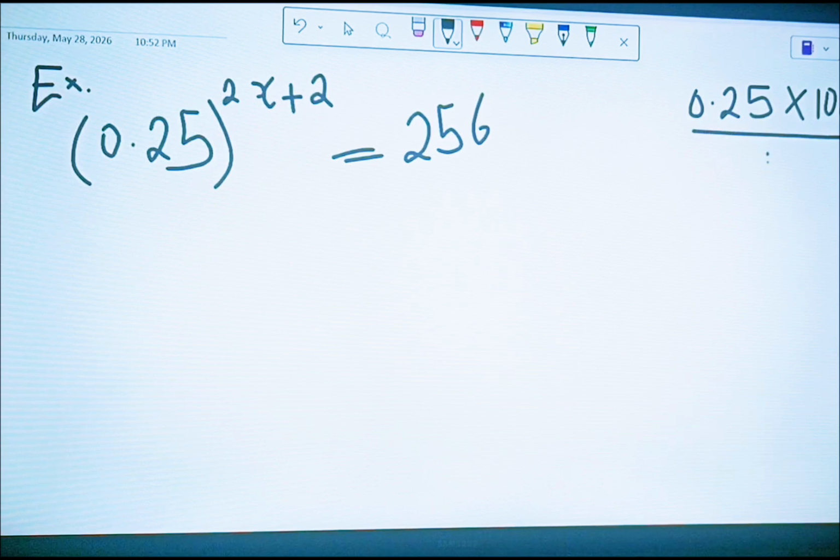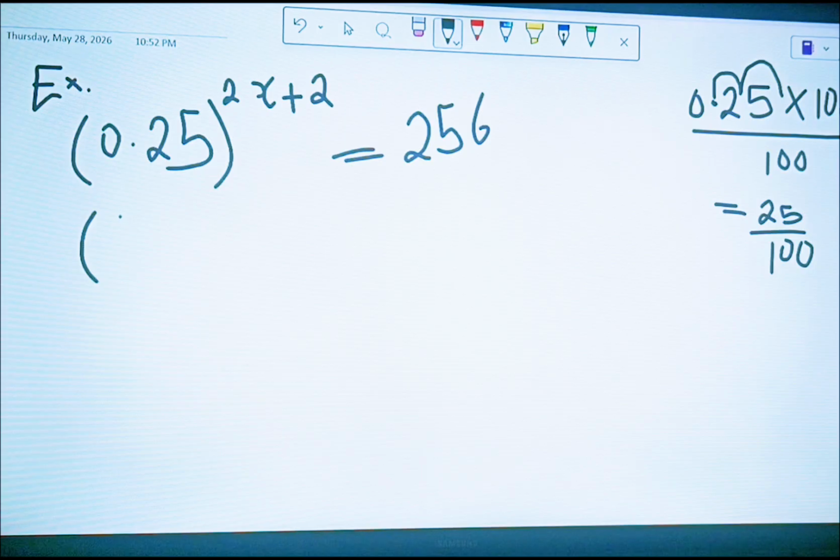I'm multiplying by 100 because looking at the decimal places, we have only two decimal places. That's two decimal points, right? That's why I'm multiplying. Then when you multiply by 100, it is saying move this point forward 2 times. So you end up with 25. And in the denominator, you have your 100. So 0.25 can be written as 25 over 100. I hope this is clear.